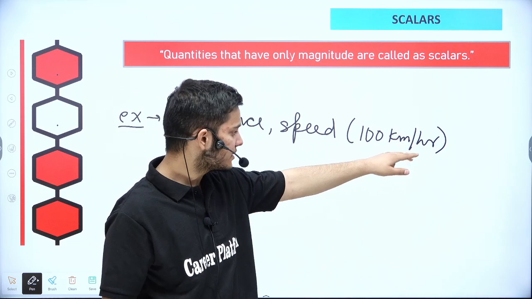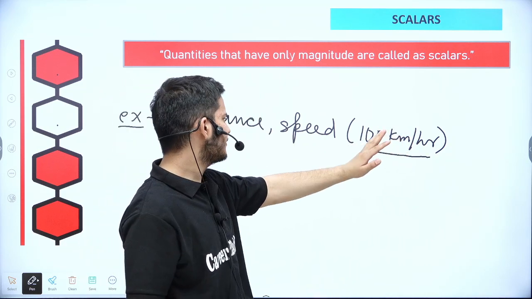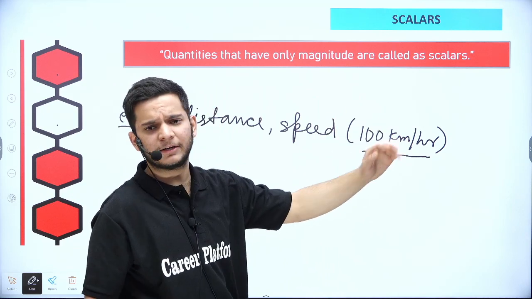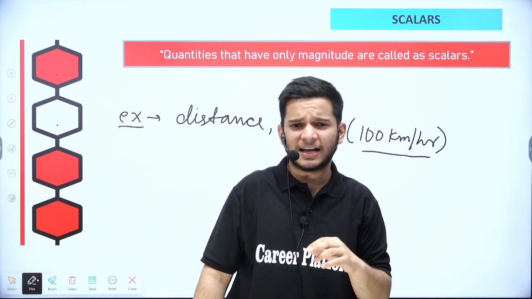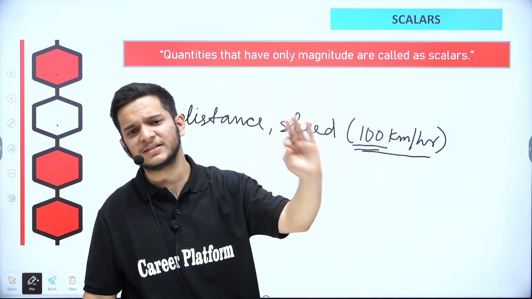No particular direction is defined here, whether he is going east or north, towards Delhi or towards Noida. Nothing is defined. What is defined? That there is a speed. So it is a quantity which has only a number, only a value, only magnitude. That is 100. No direction is defined.